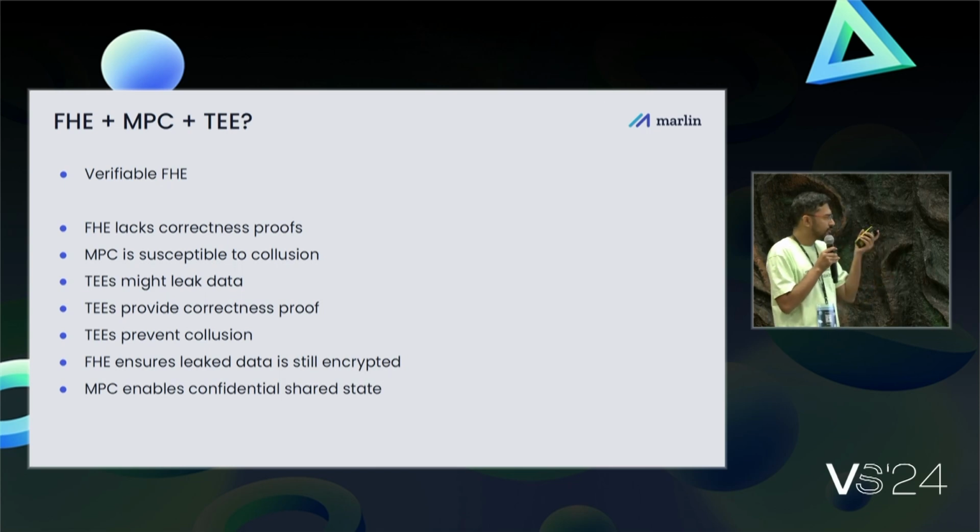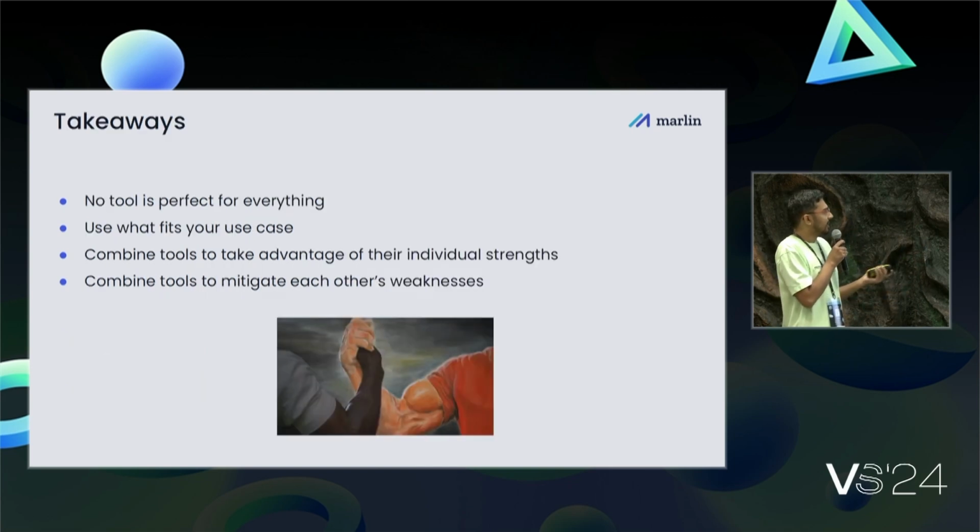And what FHE gives you is, even if your TE gets attacked and leaks data, right? Your FHE ensures that the leaked data is still in an encrypted form, right? And of course, MPC enables the confidential shared state part, which I guess you can get with TE as well, right? And that brings me to the end.